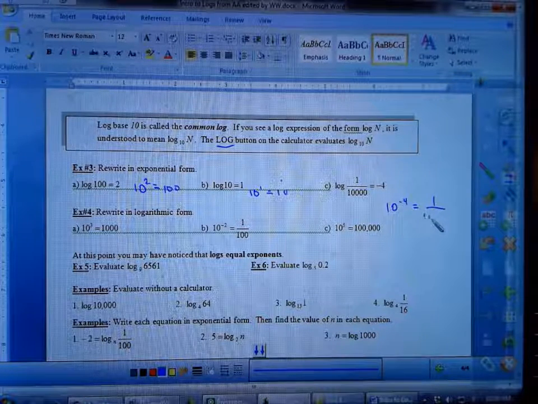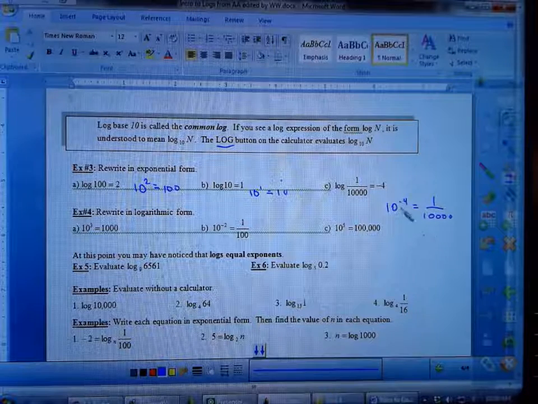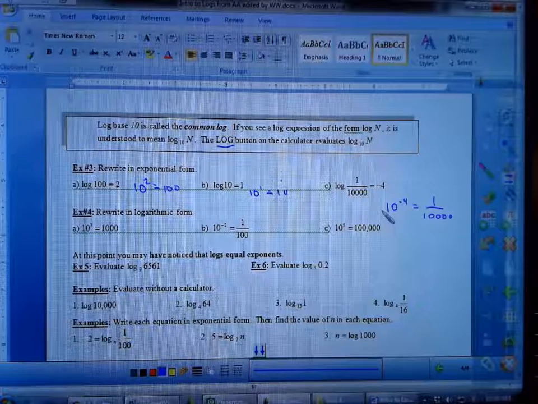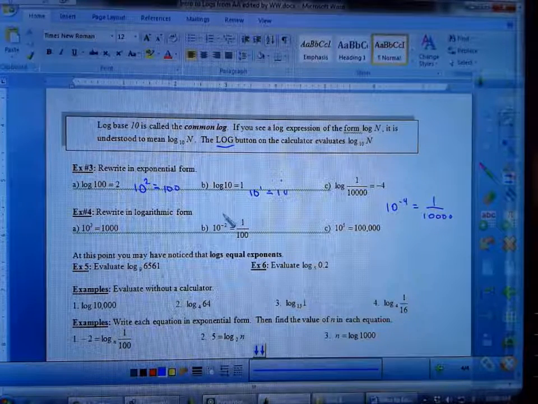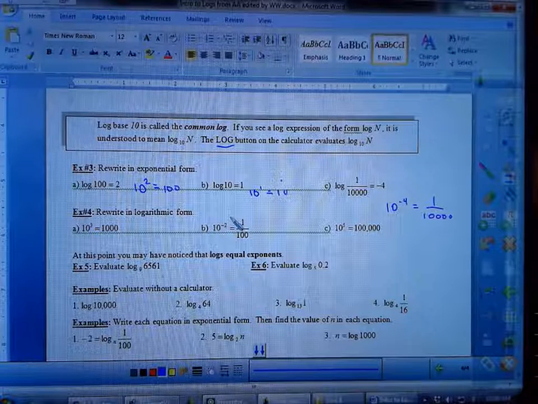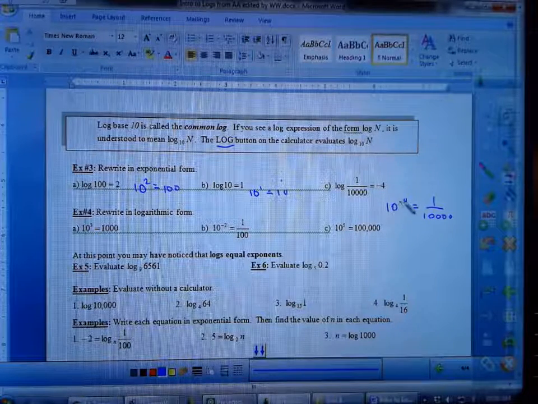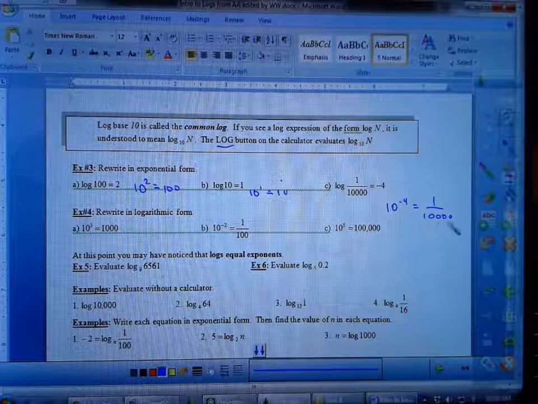Now start to think through powers of 10. 10 to the first is 10, 10 to the second is 100. There's a relationship with the number of zeros and the exponent. So if I do 10 squared, I get 2 zeros. 10 cubed, I get 3 zeros. 10 to the fourth, I get 4 zeros. So you should be able to do that pretty quickly. Does everybody understand the relationship I'm making there? See how 10 to the negative 4, it's 10 to the fourth in the denominator. I'll have 4 zeros there. That's what I'm saying. There's a relationship there.